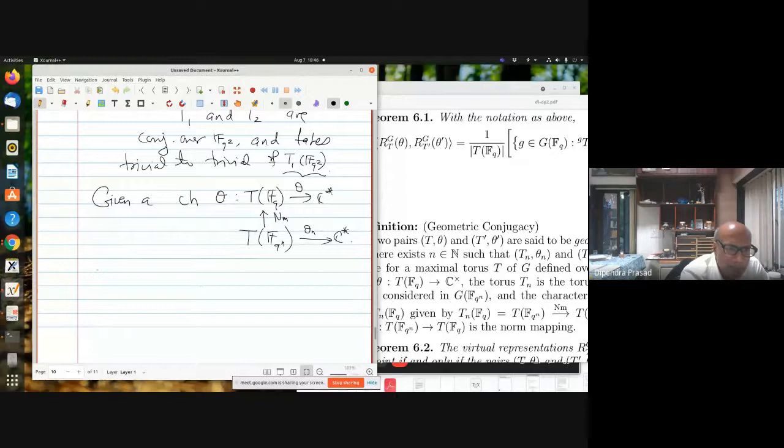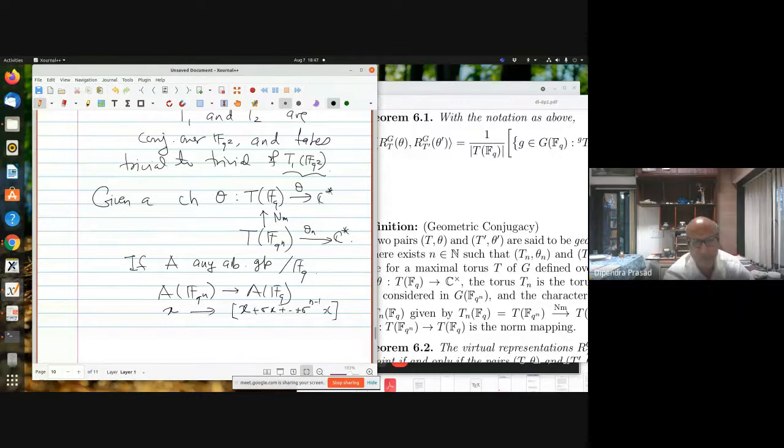If A is any abelian group over F_q, then there is the notion of a norm mapping from A(F_q^n) to A(F_q), in which you send any element x to x plus σx plus up to σ^(n-1)x, where σ is the Frobenius of F_q^n over F_q. This element will be invariant, so it lands inside A(F_q), and that's the norm map.